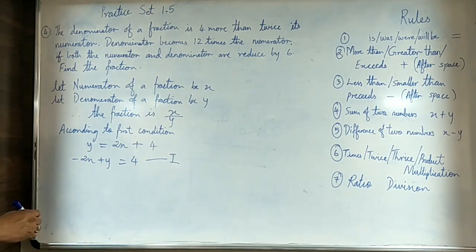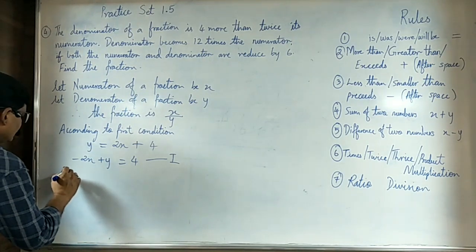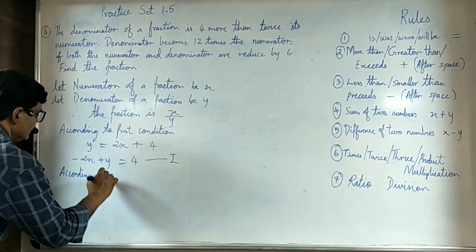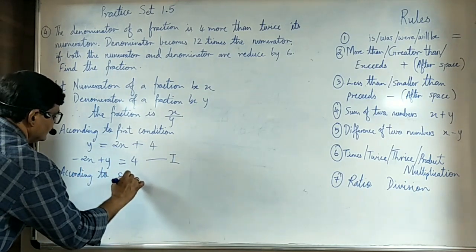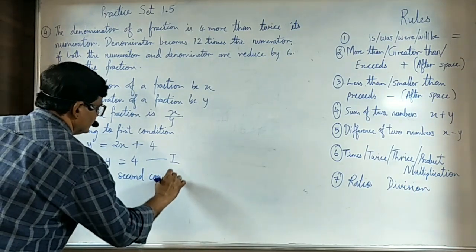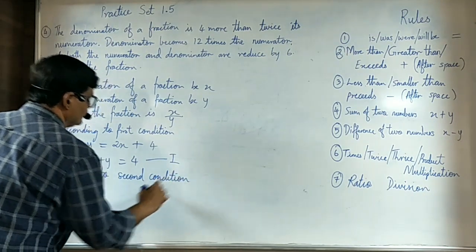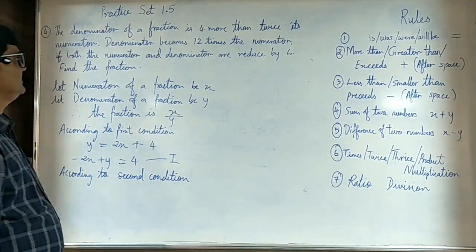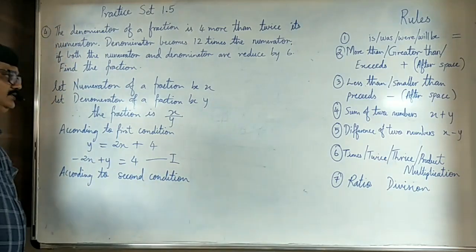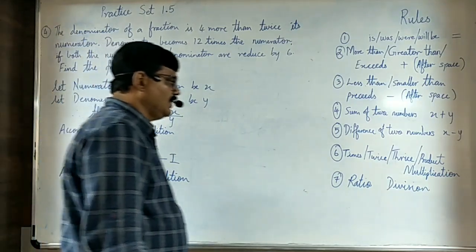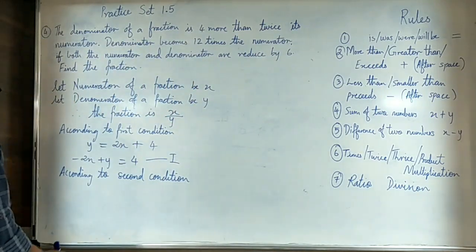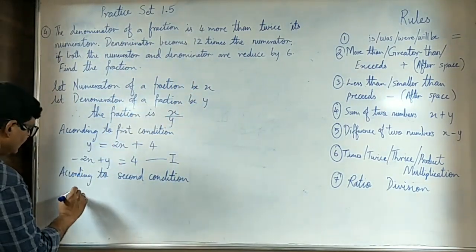Now let's go for the second condition. You have to write it according to the second condition. Let's read out the second condition. The denominator becomes 12 times the numerator. Denominator becomes 12 times. Times means you have to multiply. Now what is the denominator here? In this case it is y.